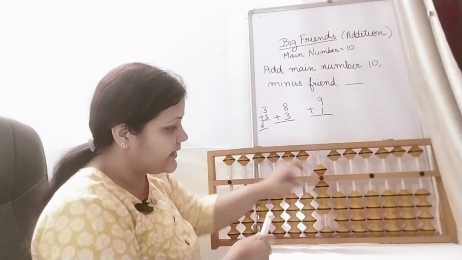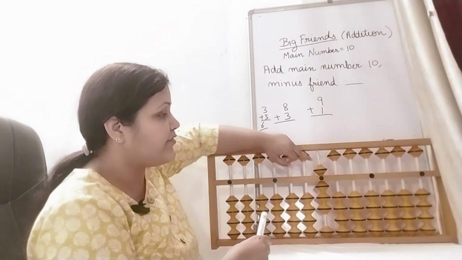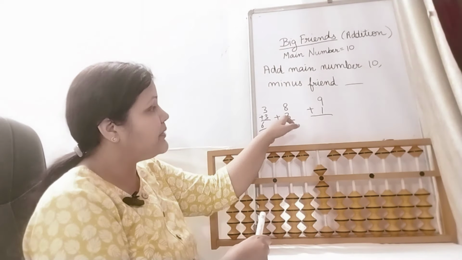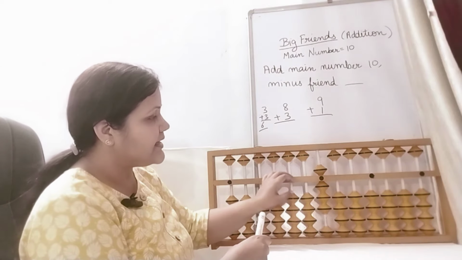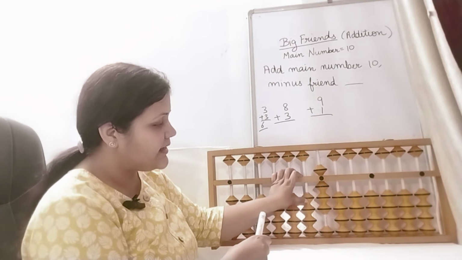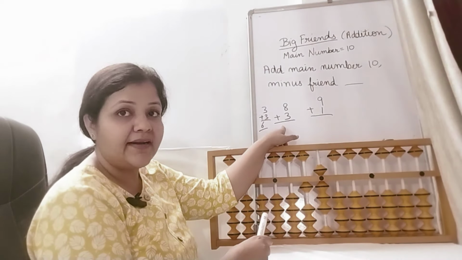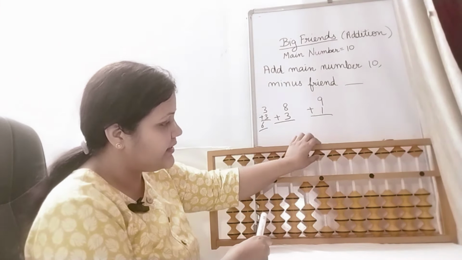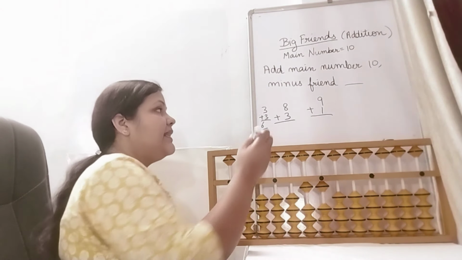But if I want to add 3 to number 8, I cannot use small friend here because my 5 is not free. It's already used. So here in plus 3 I'll use big friend. Big friend says to add a number, we add the main number 10 minus friend of 3. What should be added to 3 to make it 10? That is 7. So friend of 3 is 7. We'll subtract 7 and answer becomes 11.